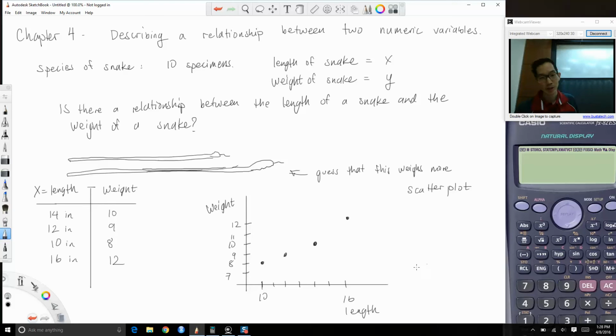Just looking at these dots, does there seem to be a relationship between the length of the snake and its weight? We would say yes. It appears that longer snakes tend to weigh more than shorter snakes, right?